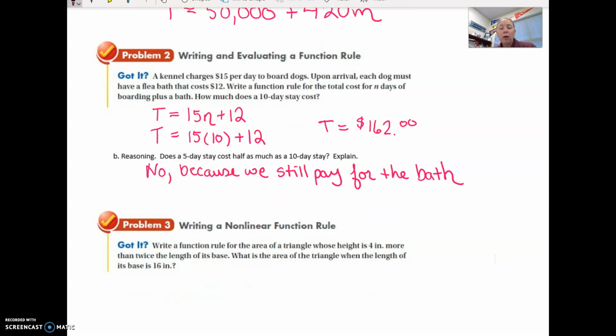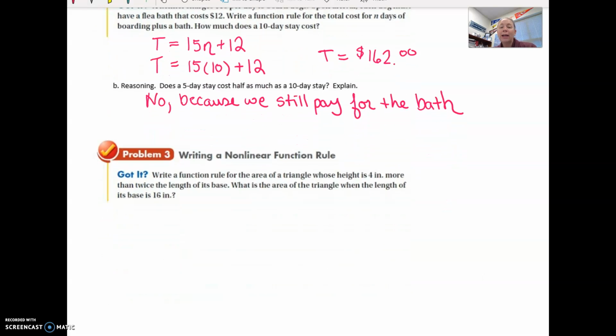Now we have problem 3 here, which would be writing a nonlinear function rule. So again, just translating. So here we want to write a function rule for the area of a triangle whose height is 4 inches more than twice the length of its base. So what is the area of the triangle when the length of the base is 16 inches? So this is nice because it's a kind of geometry connection.